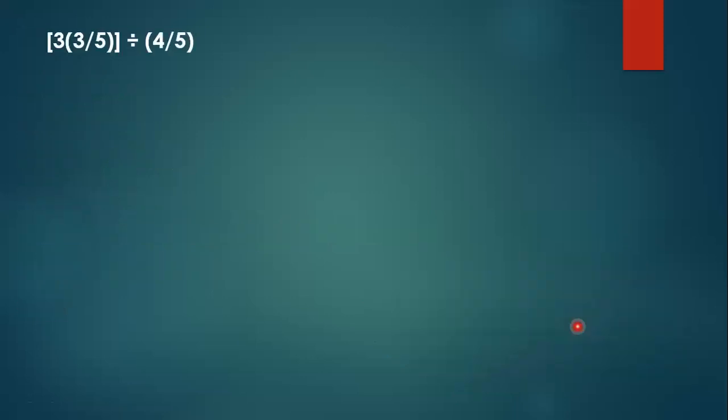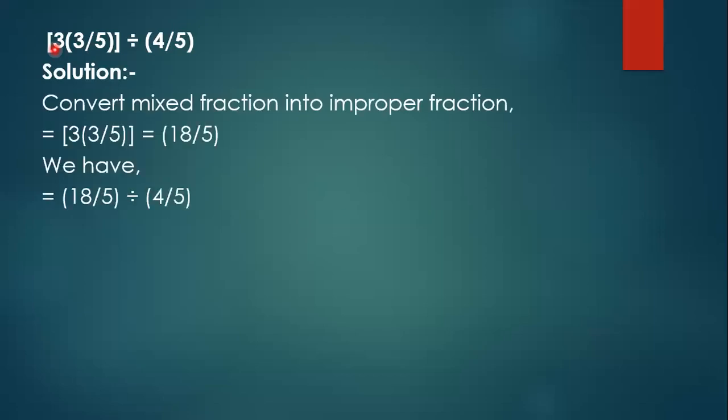Next, we have a mixed fraction, 3 3 by 5. Children, yesterday also we were discussing, as soon as we get a mixed fraction, we convert it into improper one. 5 multiplied by 3 gives us 15, plus 3 gives us 18. Okay, we have 18 by 5 divided by 4 by 5. Remember what's the rule? Let the first be as it is. Division gets converted to multiplication. And then we have 4 by 5. The reciprocal becomes 5 by 4.